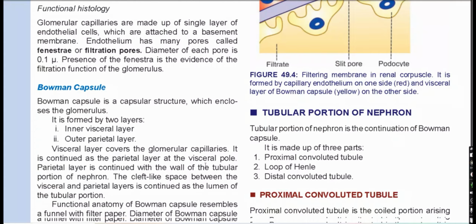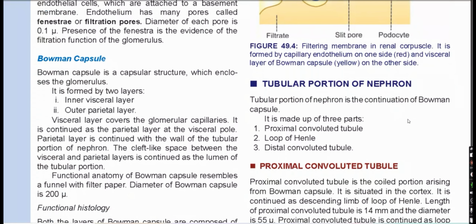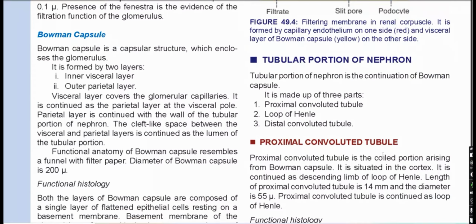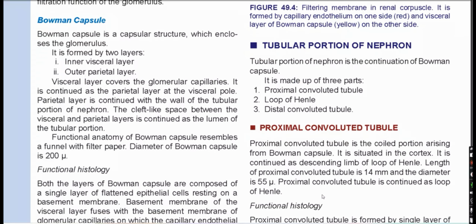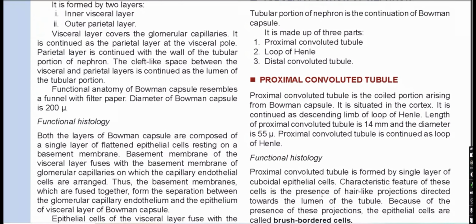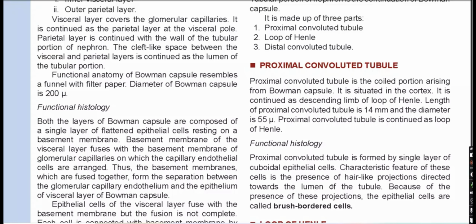And if you look at the tubular portion of the nephron, there are three parts: the proximal convoluted tubule, the loop of Henle, and the distal convoluted tubule. The proximal convoluted tubule is a coil-like structure arising from the Bowman capsule and situated near the cortex. It continues to the descending limb of the loop of Henle. The length is 14 millimeters and the diameter is 55 micrometers. This is the functional histology, because it has a brush border. Because of this projection, the epithelial cells are brush border cells.